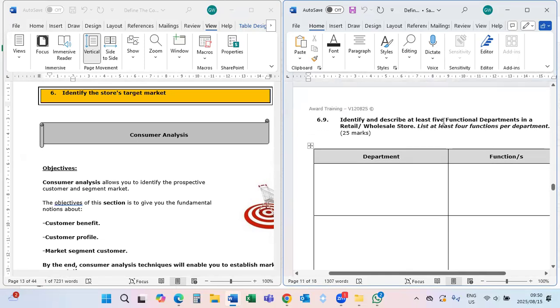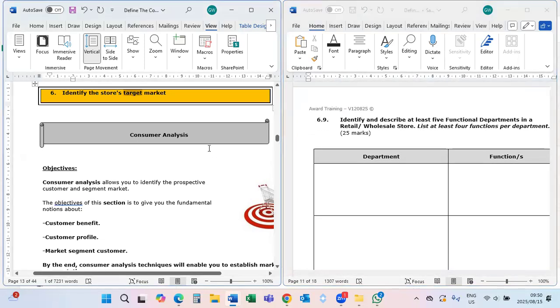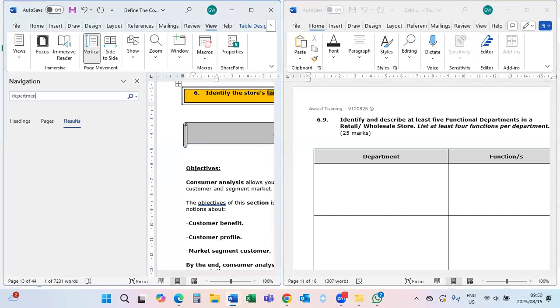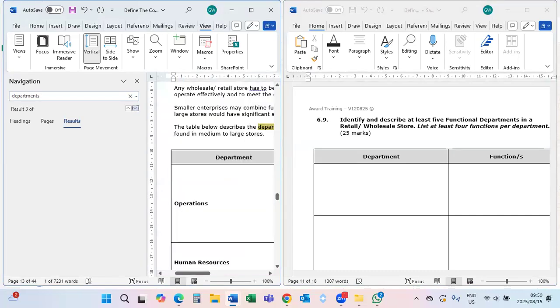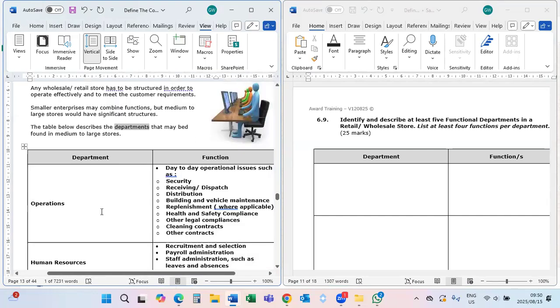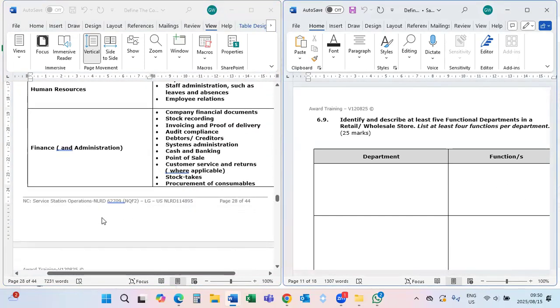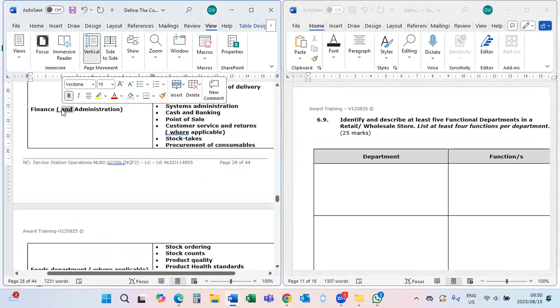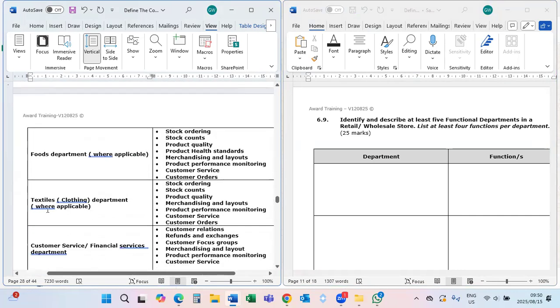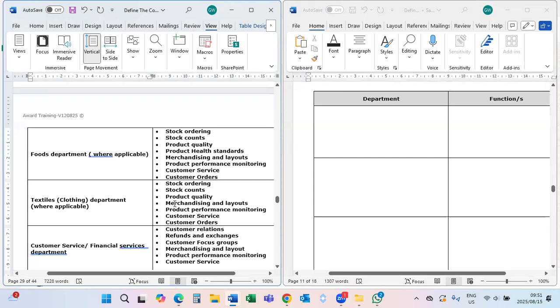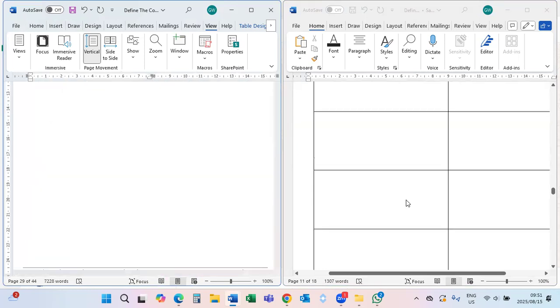Okay, at least 5 functional departments. So let's go and have a look at departments here. There we go. So there's the departments there, and you would want to list this as this is here: operations, human resources, and bring these in here for the functions. Finance is another one there. Food, bring this food and textiles in as well, please. So these all needed to be added to this list here for 25 marks. Bring these in, okay. And that'll cover that question there.